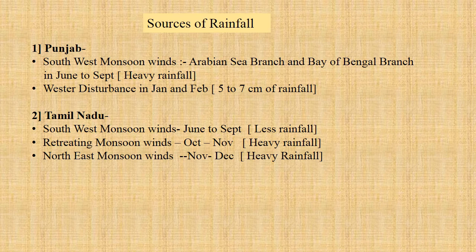Okay, before we go to the next slide, one more point I would like to discuss. Punjab receives winter rainfall from western disturbance and Tamil Nadu receives winter rainfall from northeast monsoon. Now let's go to the next slide.